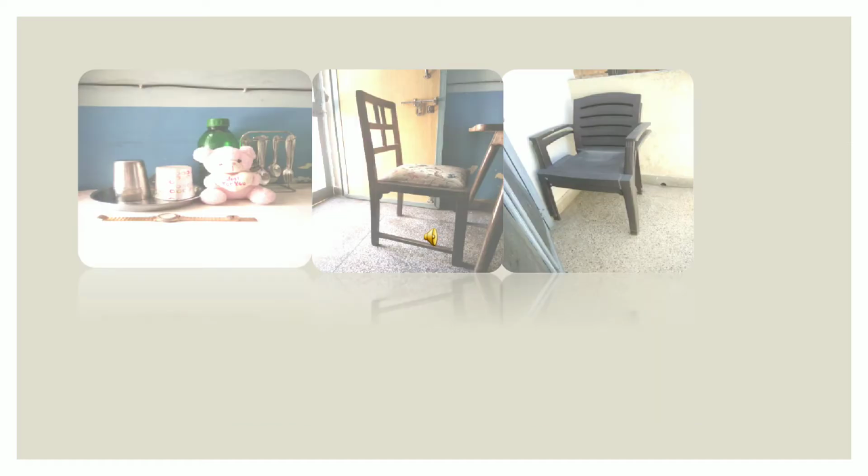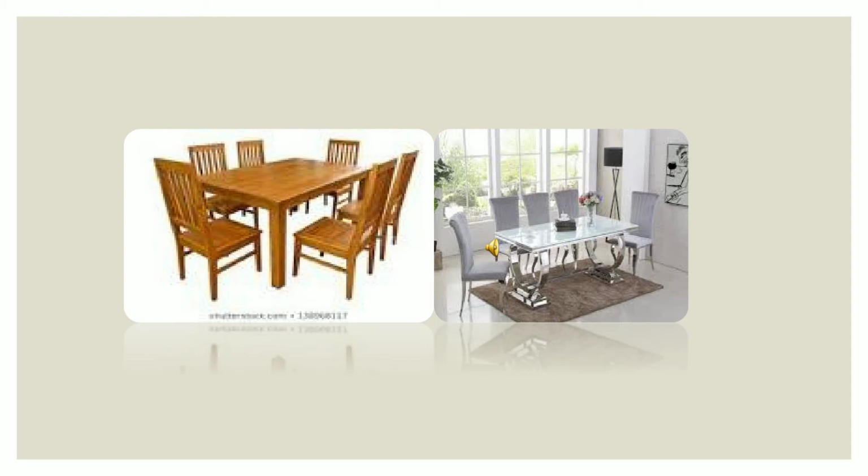You can see in this picture there is a toy, a bottle, a spoon made of steel, a glass made of steel, a cup which is made of chinaware, a watch. And we see in the next picture a chair made of wood and then a chair made of plastic. In this we can see furniture which is made of wood, and in the next picture we can see a table which is made of glass.